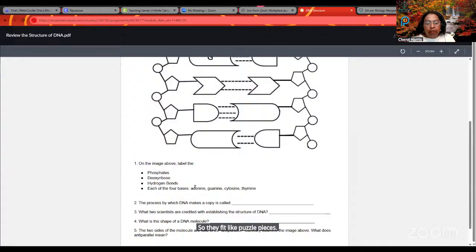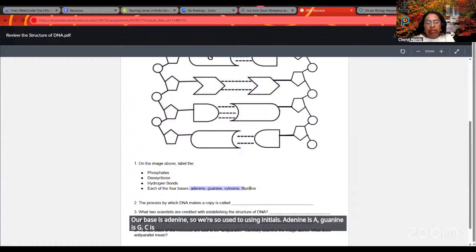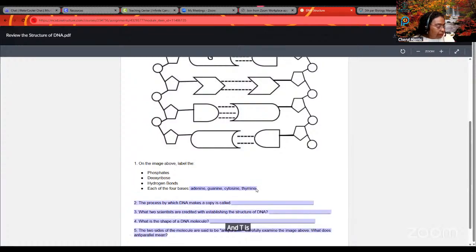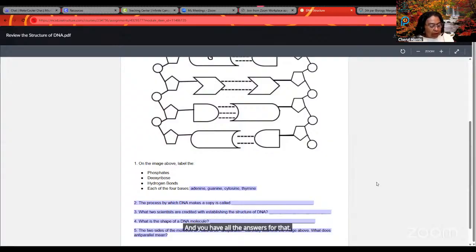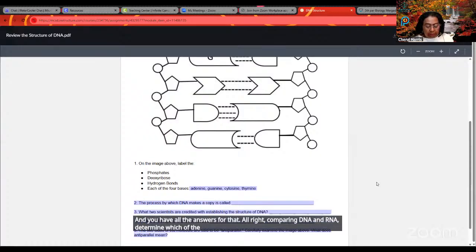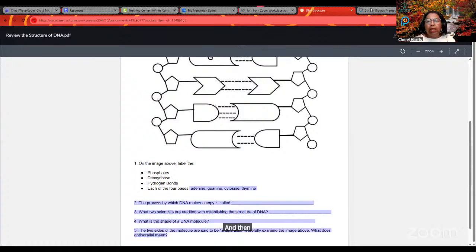Okay. So these are the names of our bases. Adenine, so we're so used to using initials. Adenine is A, guanine is G, C is cytosine, and T is thymine. All right, so you don't have to do number 3 because you just need to go back and find this worksheet and you have all the answers for that. All right, comparing DNA and RNA, determine which of the following applies and then write it on the line.